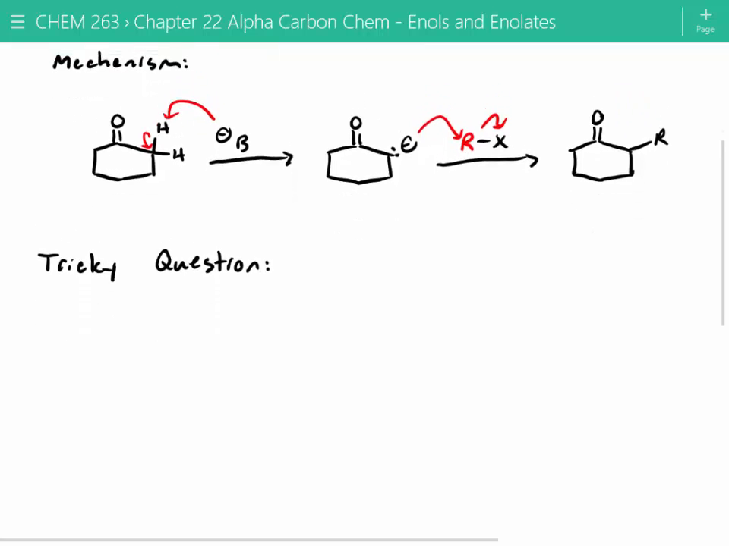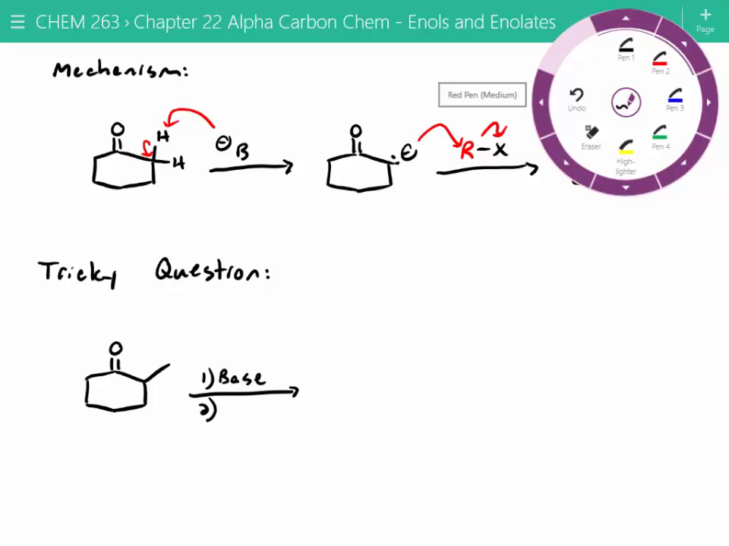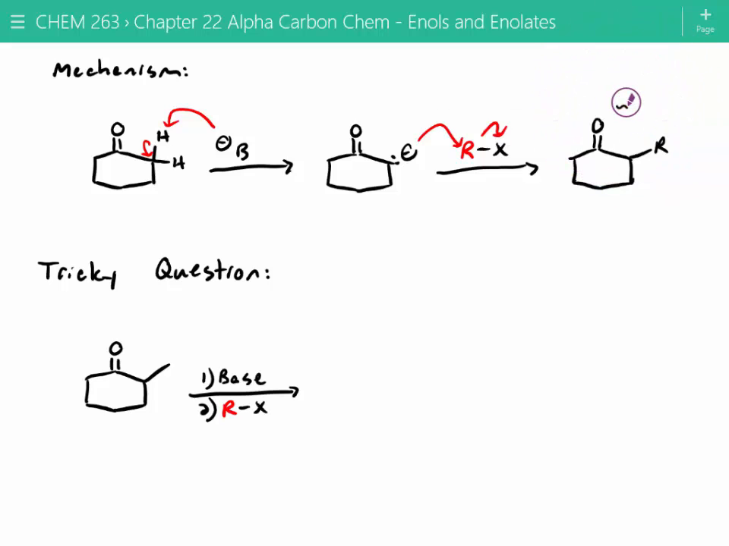And this tricky question is, we had cyclohexanone, but what if we had a methyl cyclohexanone, 2-methyl cyclohexanone? And we first react this with base, and then we react it with our alkyl group, or alkyl halide. What will our product be?